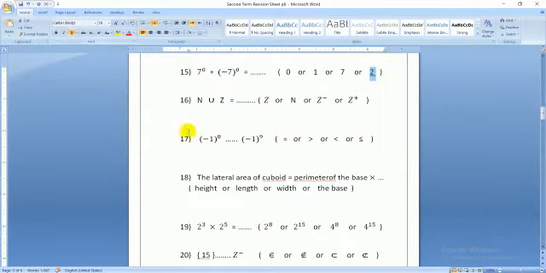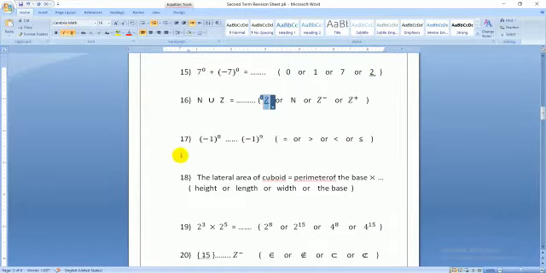Number 16. N, natural numbers, union Z, the set of integers. If I add the natural numbers and the set of integers, the answer will be what? Yes, the larger set. So it will be Z, the set of integers.